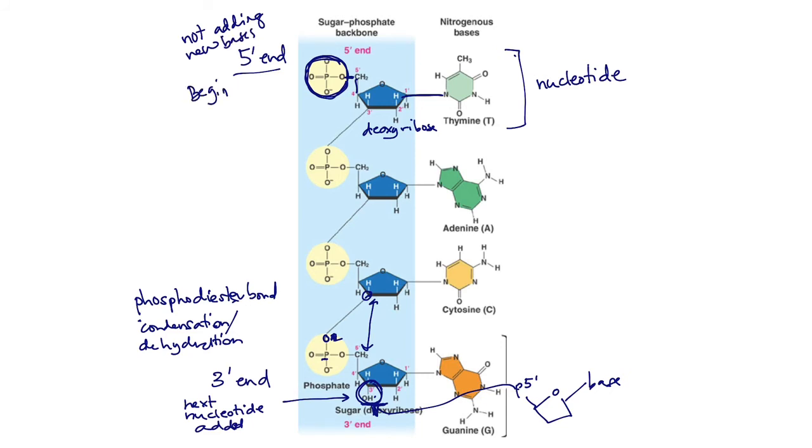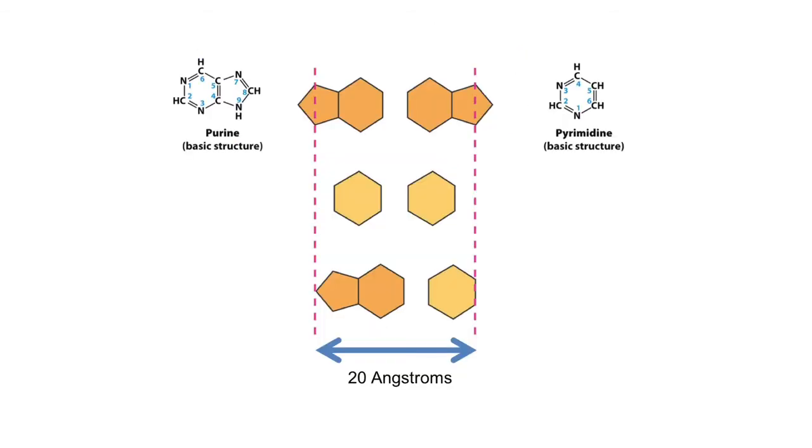Whereas the 3' end is open for business and it can add new nucleotides down there. Terrific. Now, that previous structure we were looking at was a single-stranded DNA molecule, but we usually think of DNA as being double-stranded. So let's talk about how purines and pyrimidines join together to form double-stranded DNA.